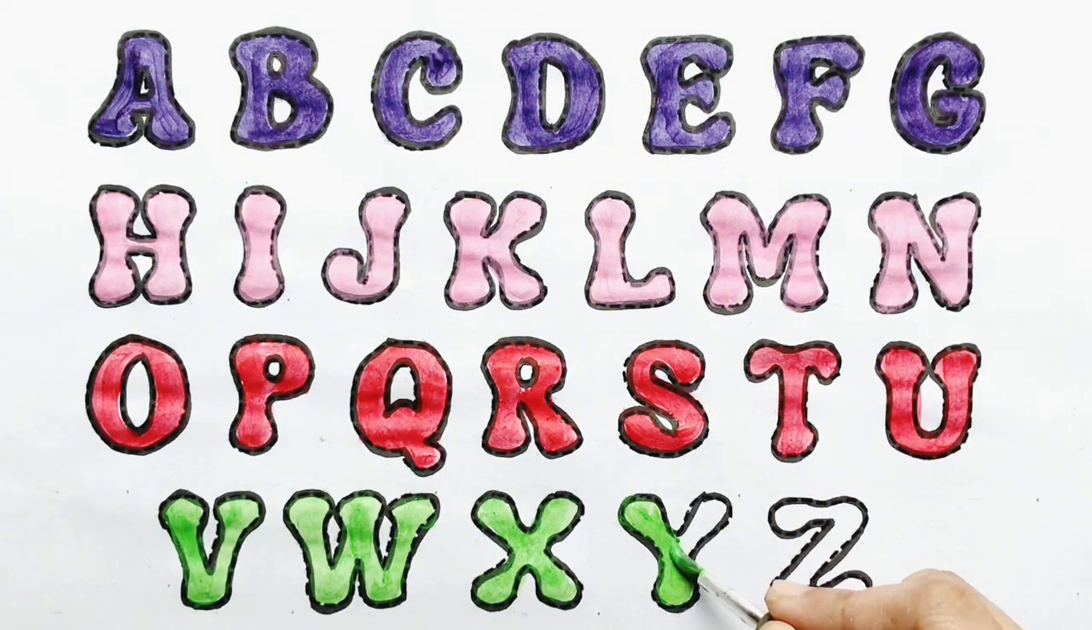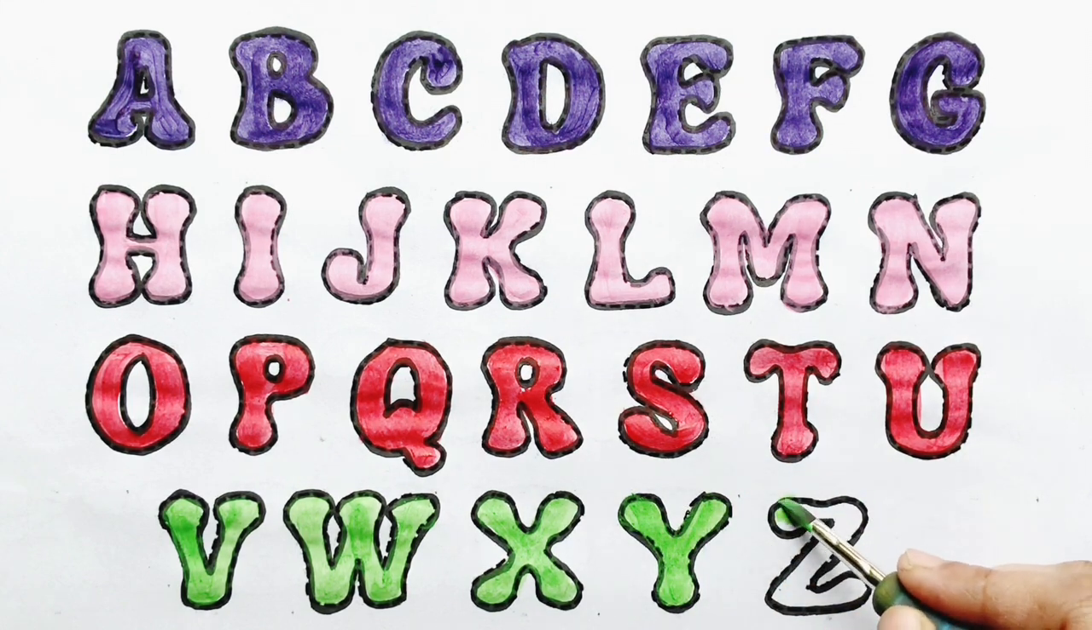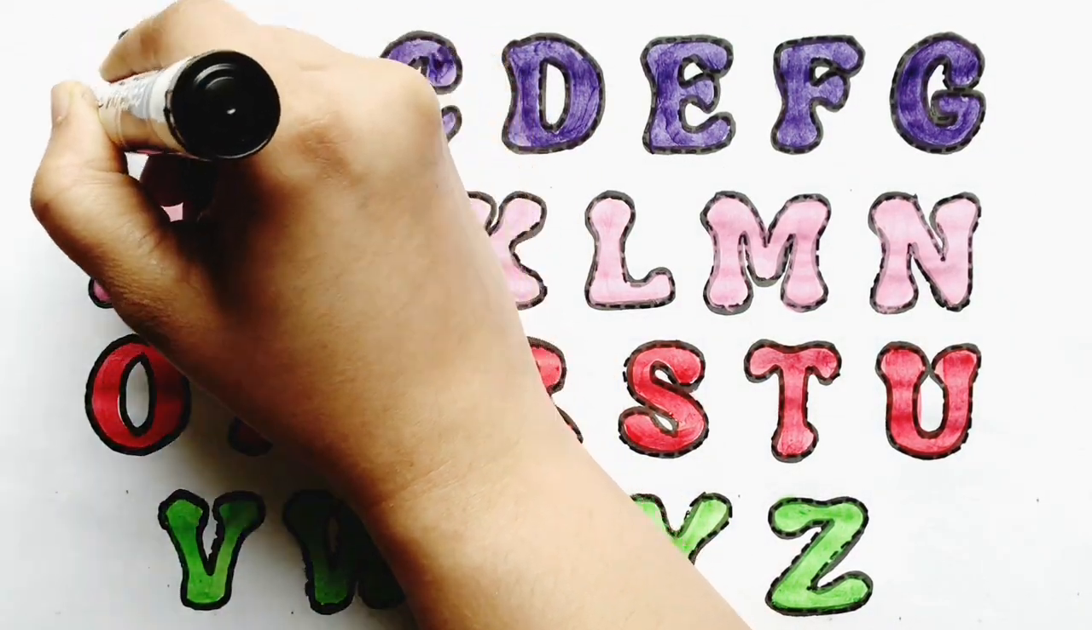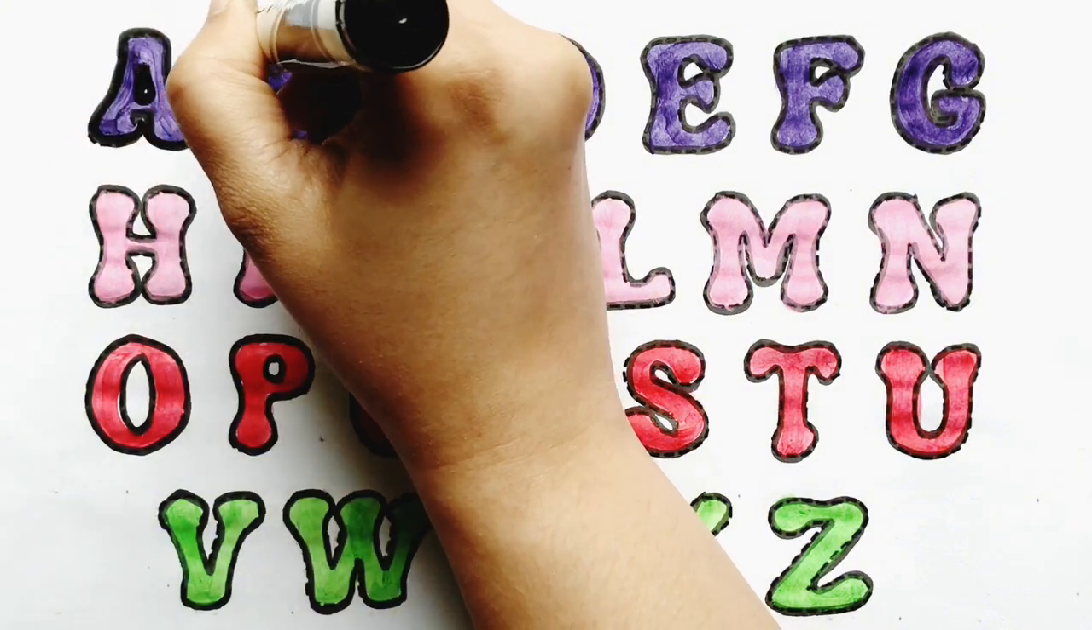Let's see a list of words that start with the letter Y for yo-yo. Apple, angel, address, animal, answer. April, and Z for zebra. Ambulance, airplane, arrow. A, alligator. A, ant. A, amazing. A, art. Apple, angel, address, animal, answer. April.